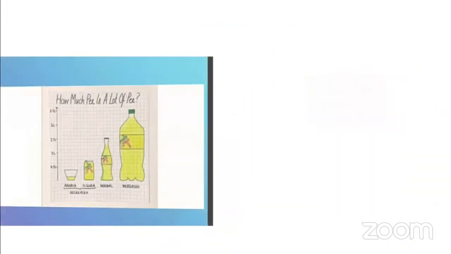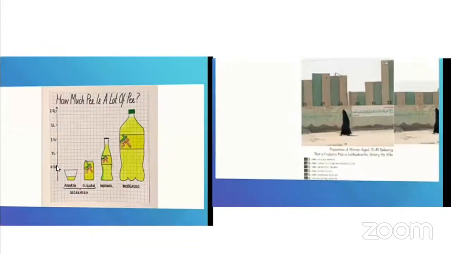And of course, how much pee is a lot of pee. And you see how creative she is. She uses a glass, a can, a bottle, and a huge bottle to explain her point. And then what she did for this particular one is this picture was taken in Iraq.